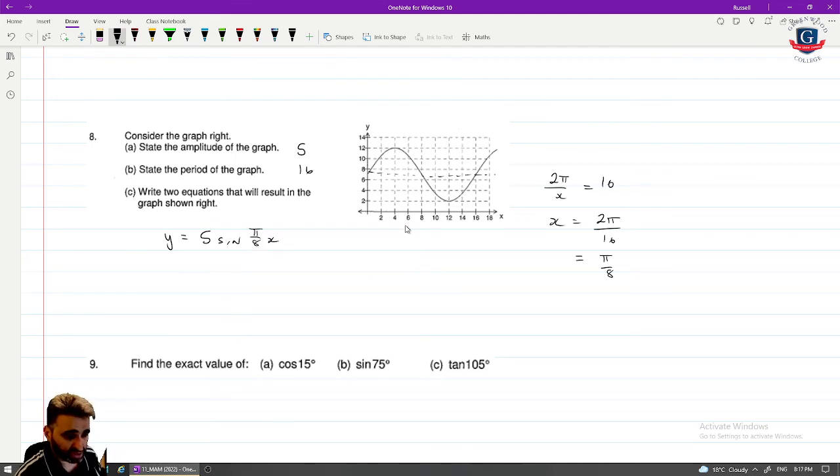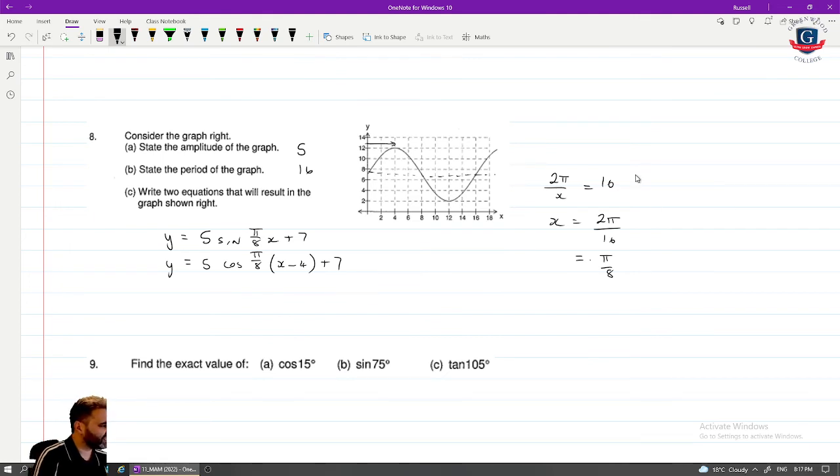Now we could also say that the function's been shifted. It's a cosine function that's been shifted that way. So we could say y equals 5 cos pi on 8 x take 4. Oh, we forgot the vertical shift. It's been moved up 7. Something like that. Shall we check the answers?